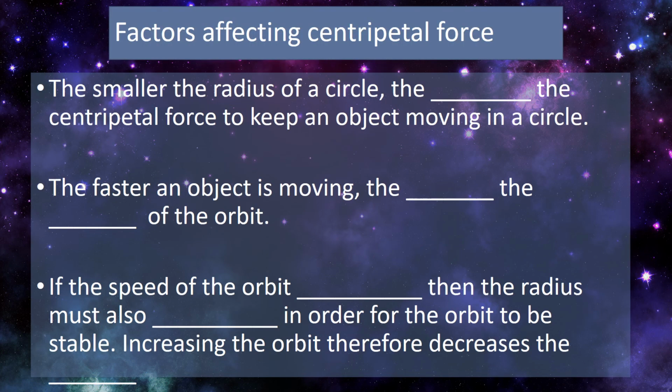Just finally going to end with a gap fill about factors affecting centripetal force. So the smaller the radius of the circle, the greater the centripetal force needed to keep the object moving, because it's going to be travelling at a greater speed. The faster an object is moving, the smaller the radius of the orbit. If the speed of an orbit is something, then the radius must also.